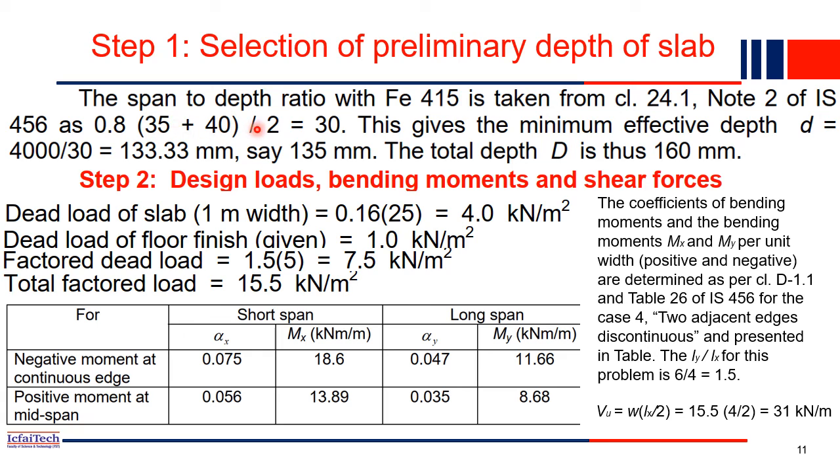So if you take the average, whatever you get, you have to multiply it with 0.8. Why 0.8? Because we are using Fe415 grade of steel, right? As I mentioned, in IS 456 it is mentioned that if you are using Fe415 or Fe500, then whatever value we get has to be multiplied with 0.8, and whatever we get, that we can consider as the preliminary design value.